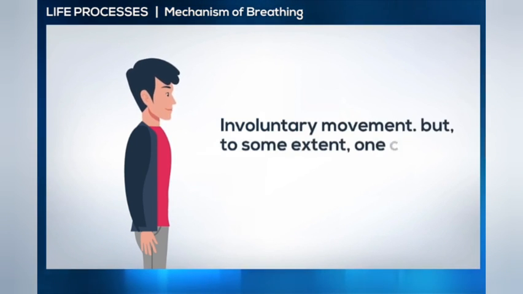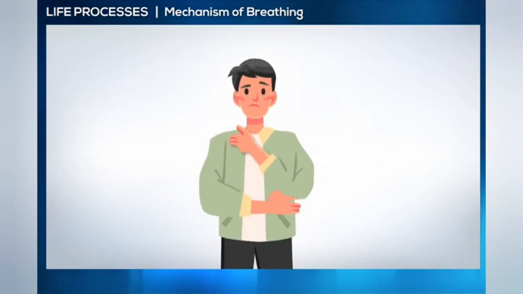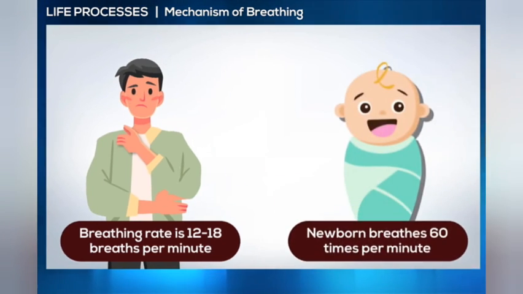But to some extent, one can cautiously control the rate of breathing. Did you know that in normal human adults, the breathing rate is 12 to 18 breaths per minute? But a newborn breathes 60 times per minute.